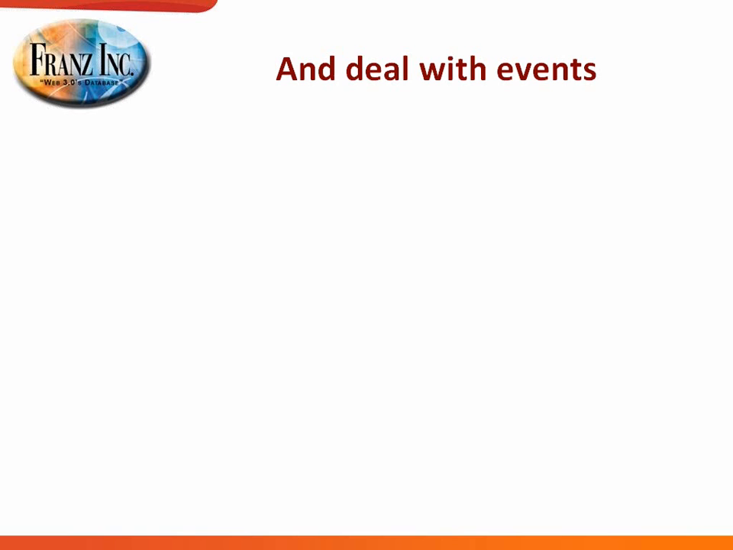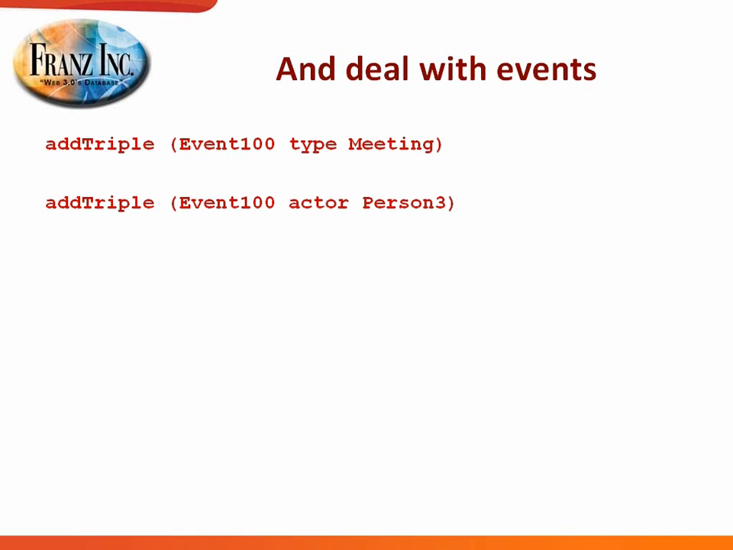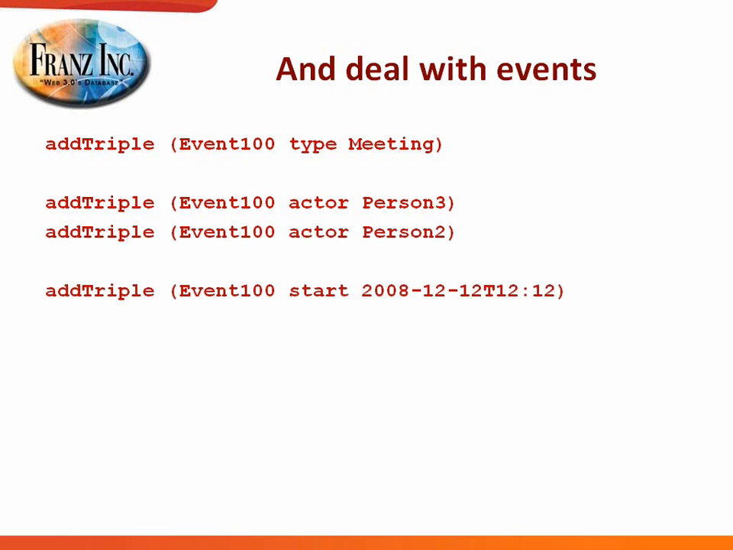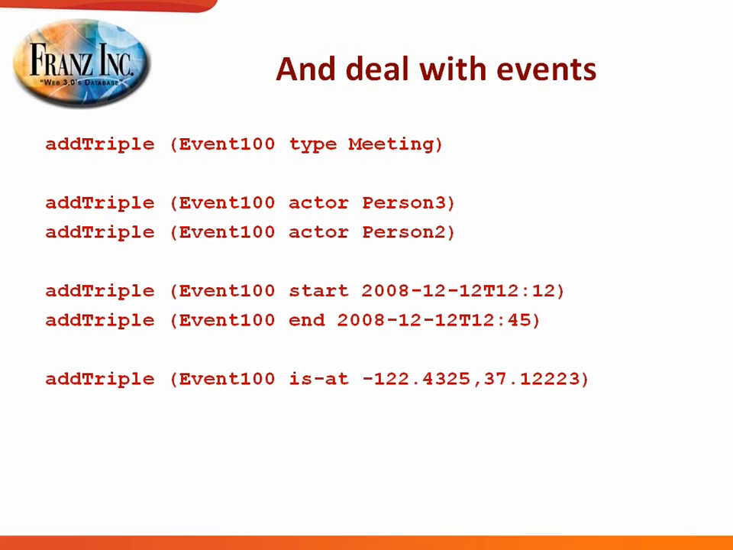Now, one thing that we do with our product a lot and with our customers is that we deal with events, whether it's customer care events or emails or telephone calls or bank transactions, etc. They're all events, and events always have a type and maybe subtypes. Events always have actors, always have a start time. Sometimes they have a duration or end time, and in many cases events have a place where they happened.